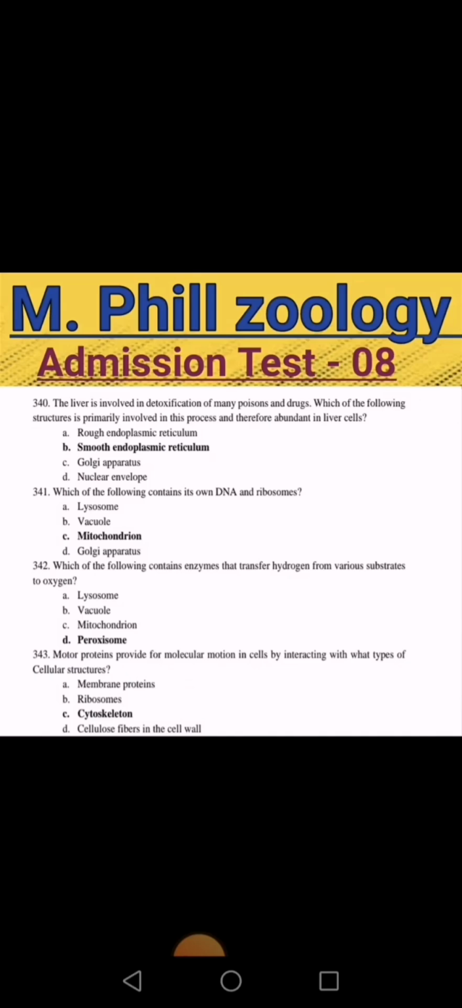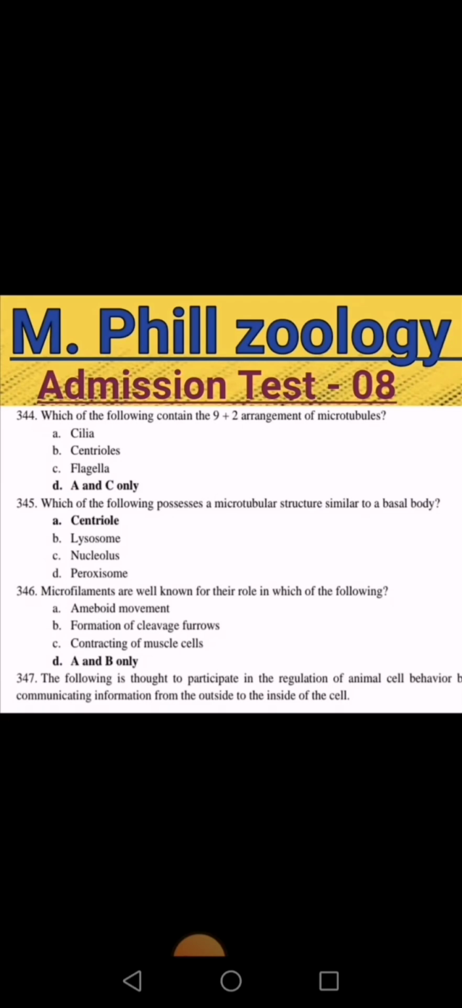Next, which of the following contains its own DNA and ribosomes? C is right, mitochondria. Which of the following contains enzymes that transfer hydrogen from various substrates to oxygen? D. Peroxisome is right one. Next, motor proteins provide for molecular motion in cells by interacting with what type of cellular structures? Cytoskeleton.